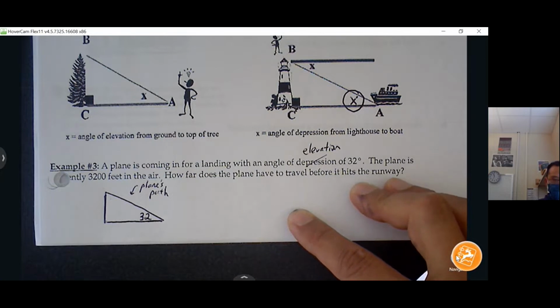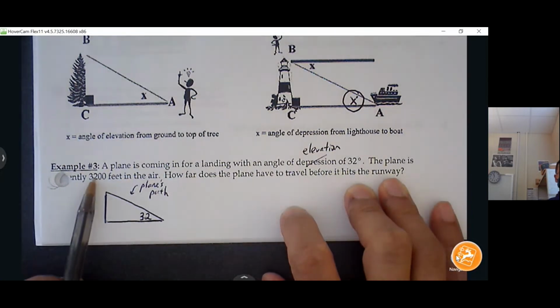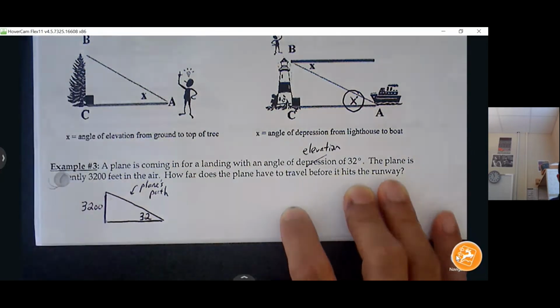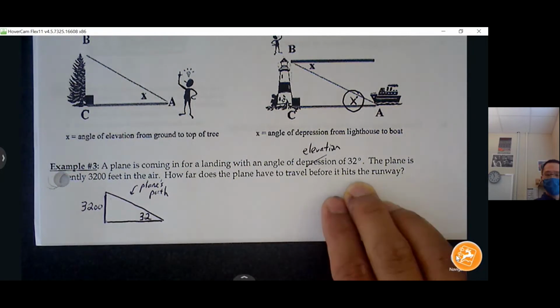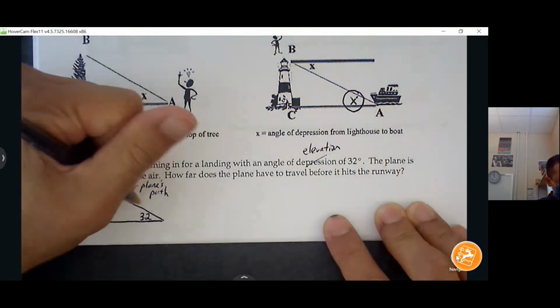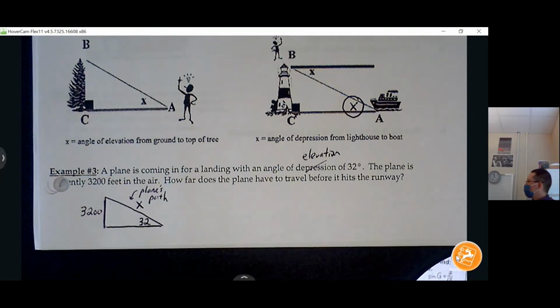Okay, the plane is currently 3,200 feet in the air. So where do you think that 3,200 is going to go? Height, yeah, that's going to be talking about the vertical part. How far does the plane have to travel before it hits the runway? So which side are we looking for? Hypotenuse. Right. So the hardest part is just getting that diagram filled out. But once you have that diagram filled out, then it's easy, right? Either sine, cosine, or tangent. Let's see if we can finish this problem. And we'll be done for the day.